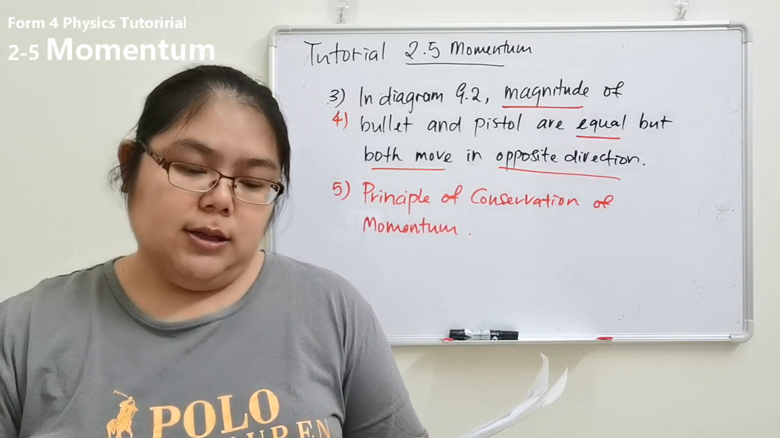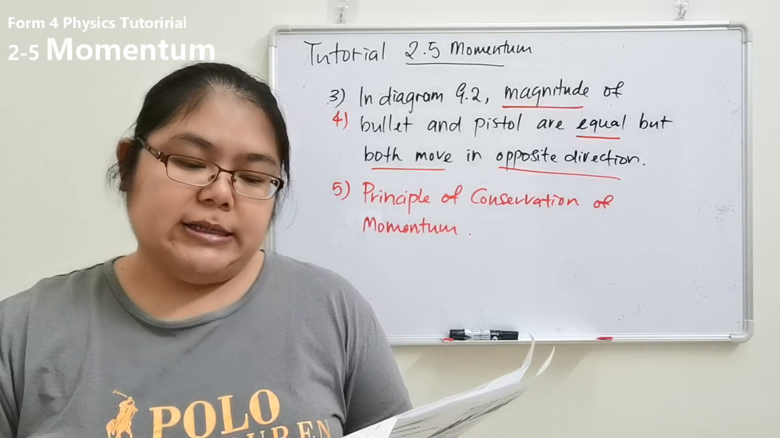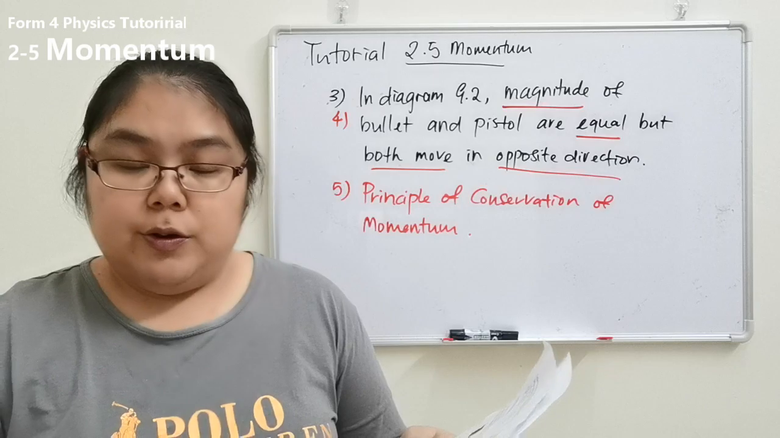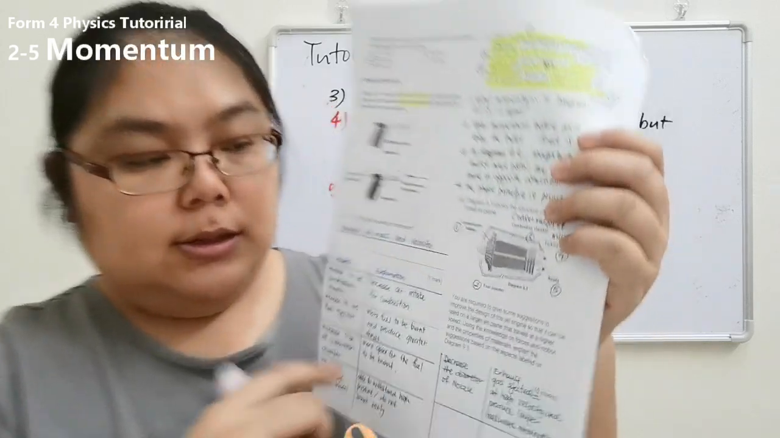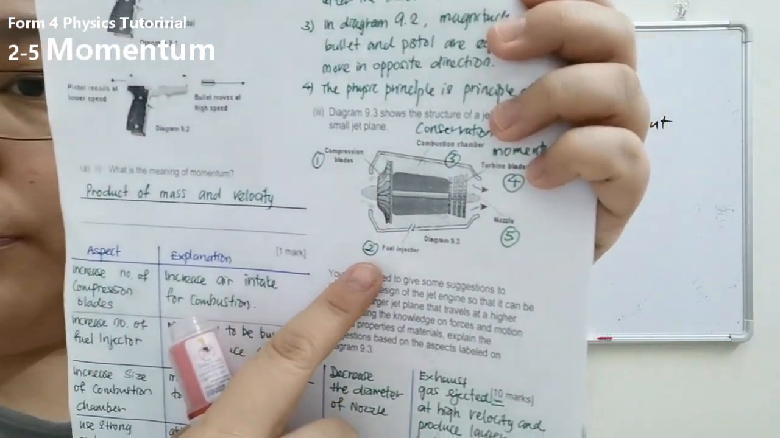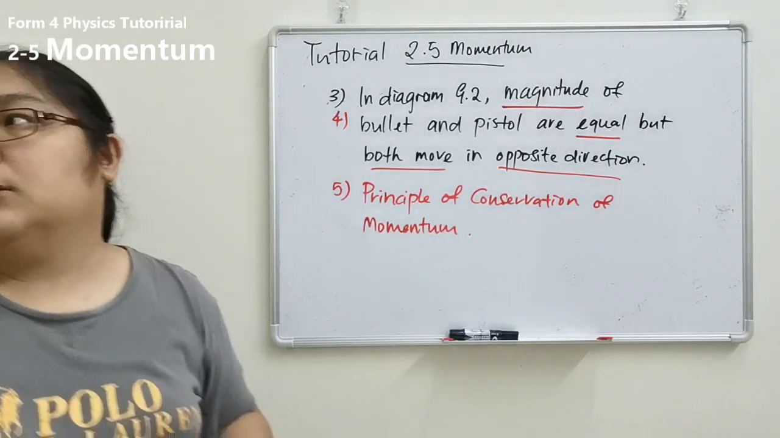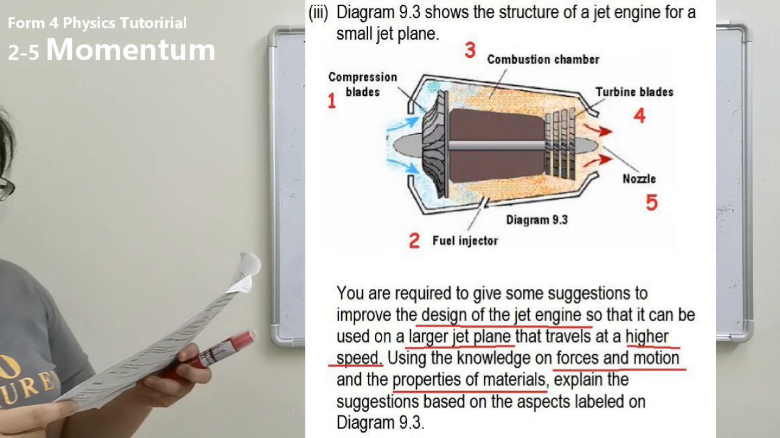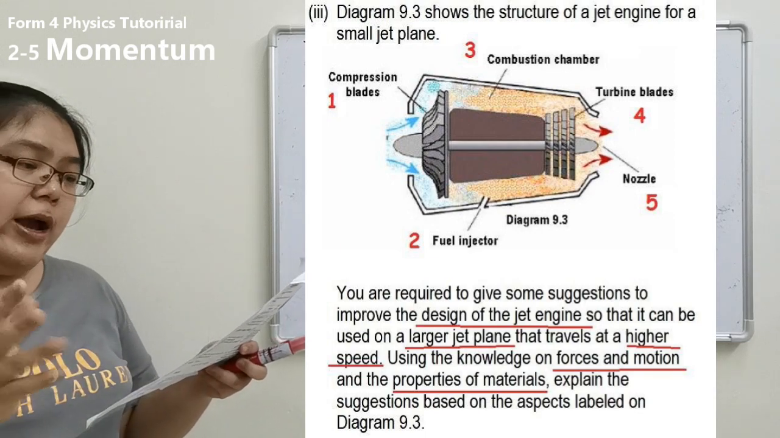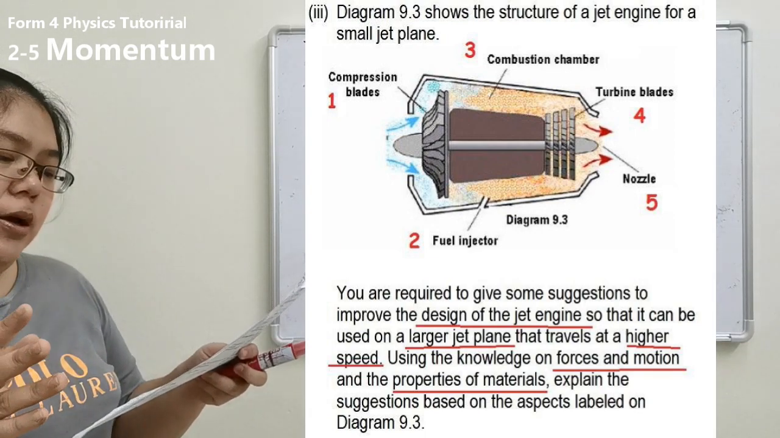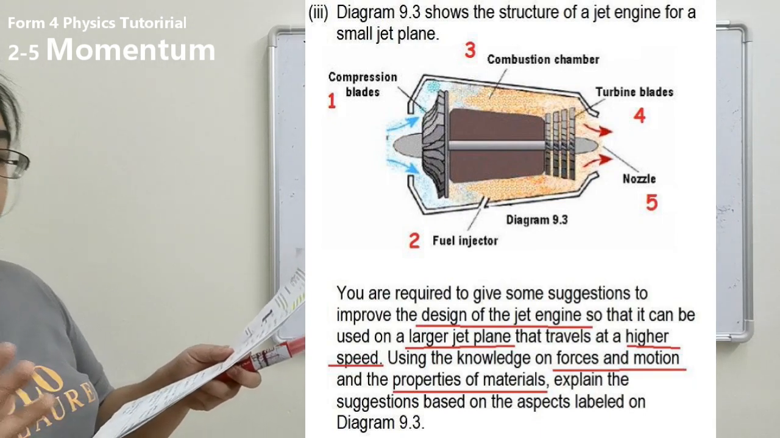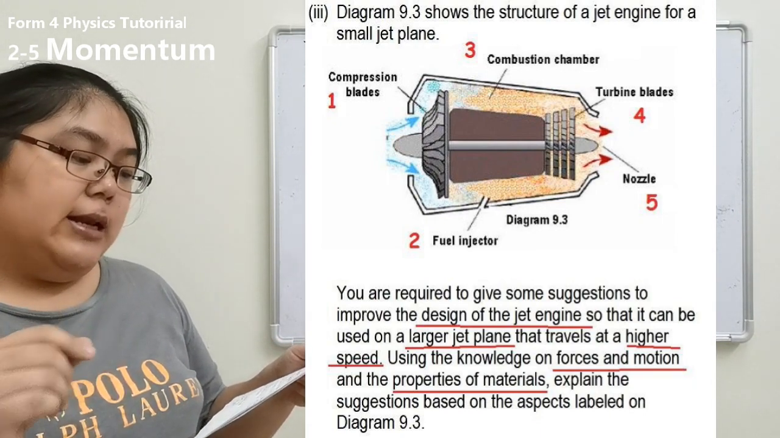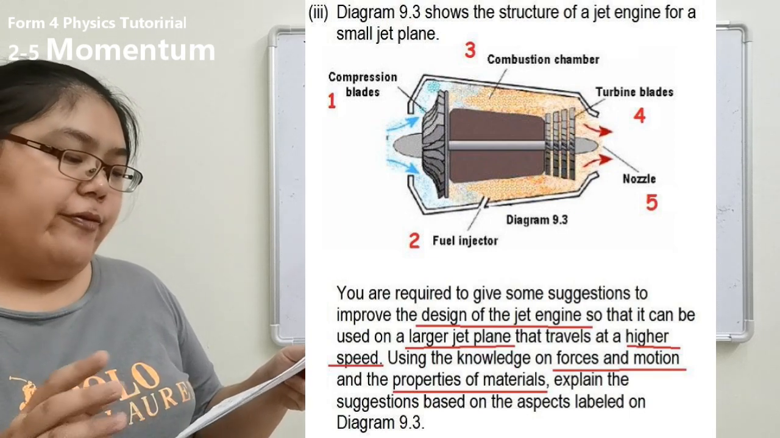Okay, the last one. They show you the diagram. There's a structure for the jet engine for a small jet plane. You can see here, this one is a jet engine. We don't have any notes here. They just show you the diagram. Then in the diagram, they have five parts already labeled. Let's see what the 5 parts are.